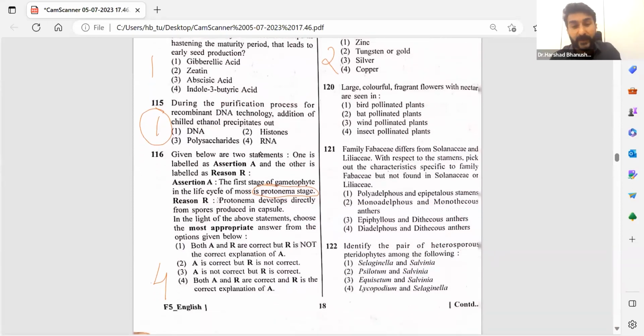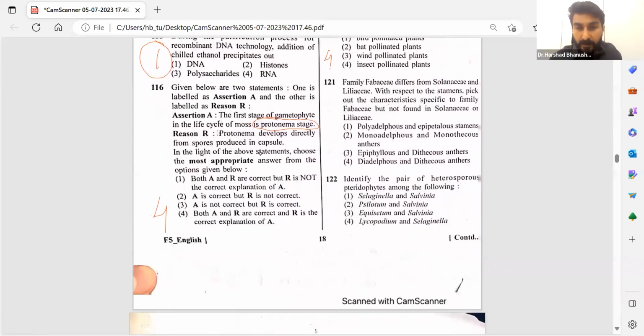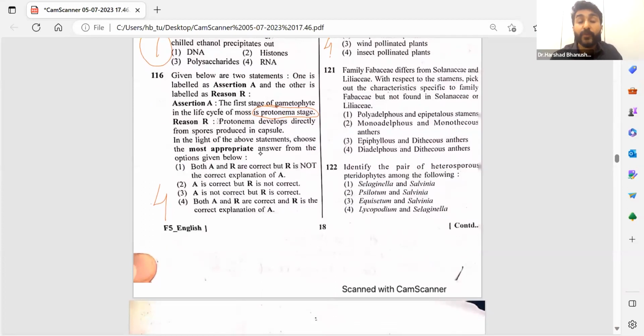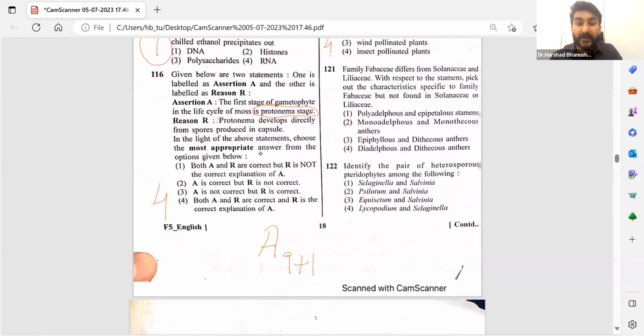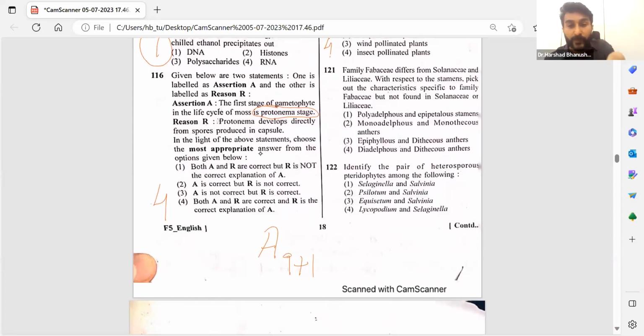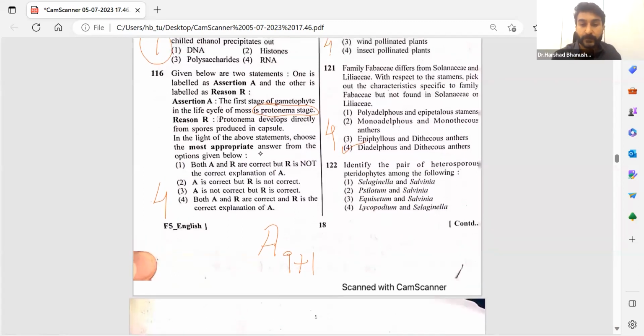Large, colorful, fragrant flowers are commonly found in insect pollination. Straightforward question. Family Fabaceae, that is Leguminosae, by the way, differs from Solanaceae and Liliaceae with respect to stamens. In our floral formula for Fabaceae, we write A(9)+1. That means the stamens are in two groups. So that is a property of diadelphous. So our answer would be 4 in this case.